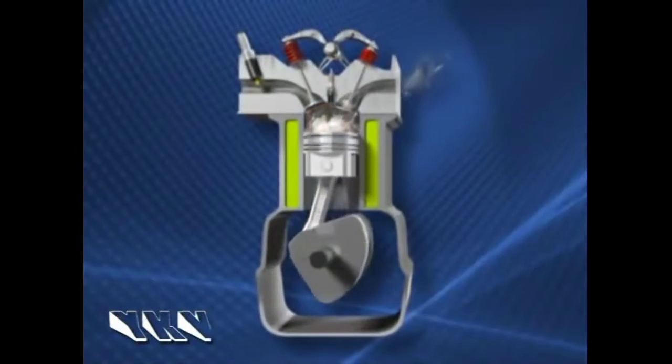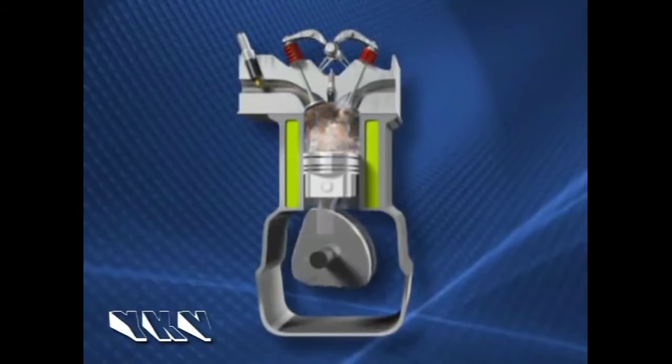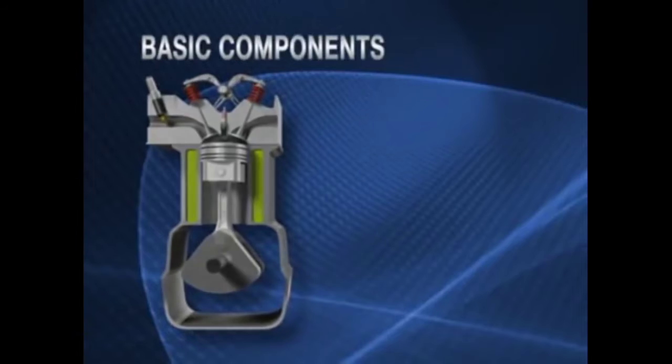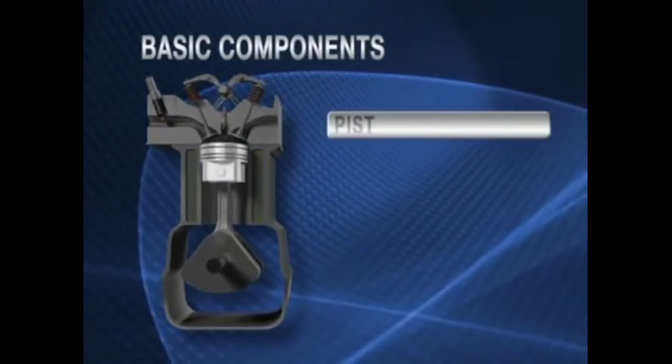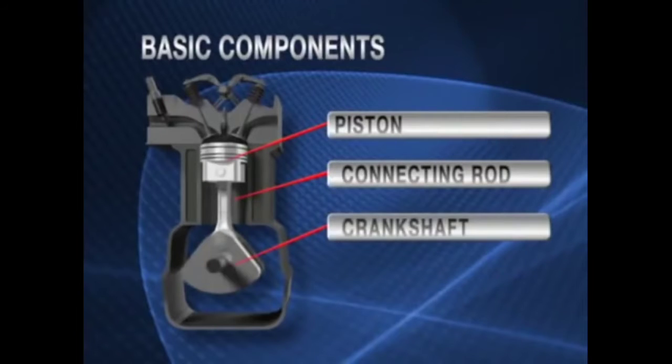Fundamentals of a four-stroke EFI gas engine may be helpful to your understanding of Mercury products. Here are the basic components of every four-stroke gas engine: a piston, a connecting rod, a crankshaft.